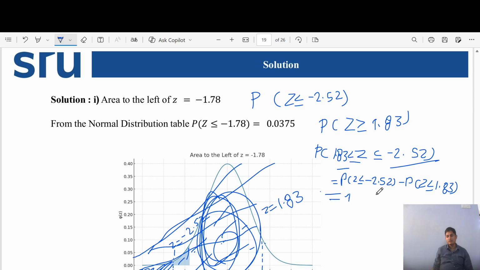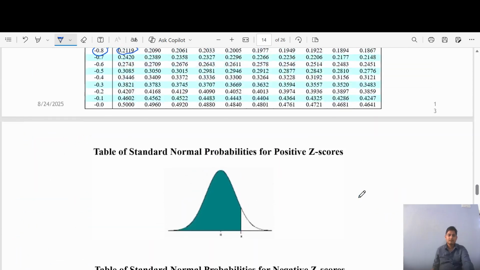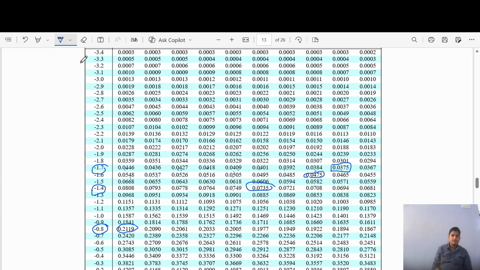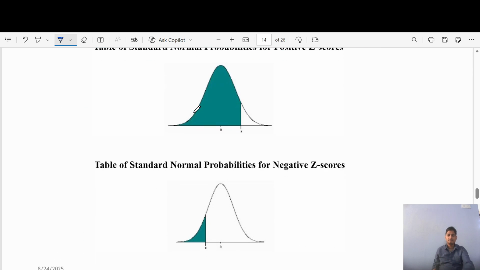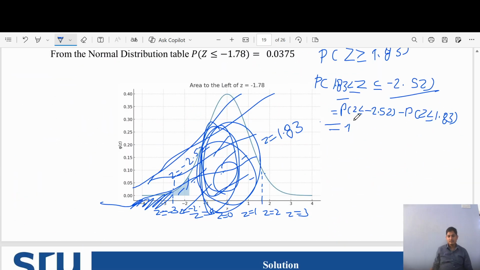So Z minus 2.52 means minus 2.5 here, and if we add 2, that is 0, 1, 2. So this is 0.0059.